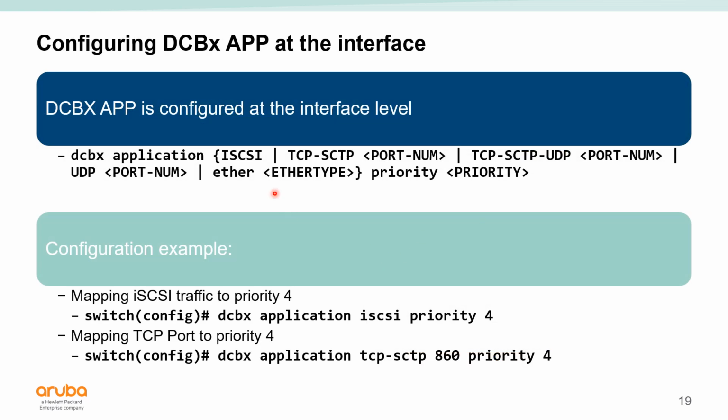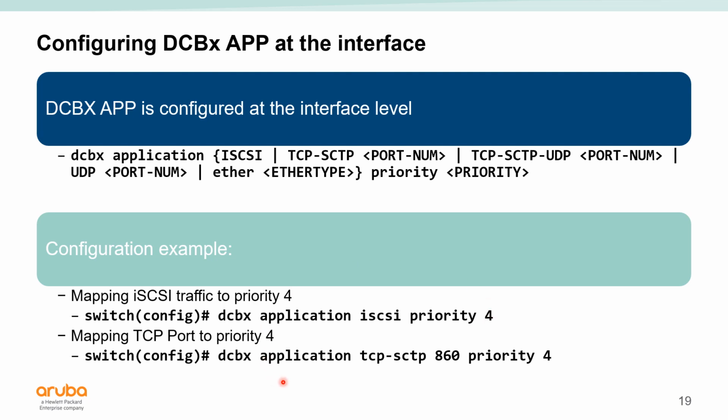Now, this is about configuring the DCBX application configuration. We have a couple of examples at the bottom. So we have mapping iSCSI traffic to priority 4. We can simply do the command globally. So this is a global command: DCBX application, and then iSCSI priority 4. So all iSCSI traffic, mark it with a priority of 4.